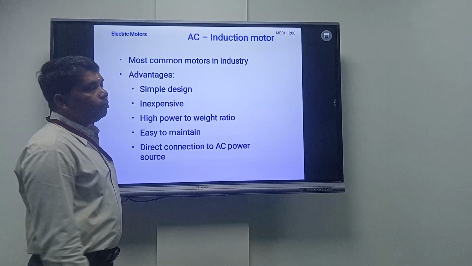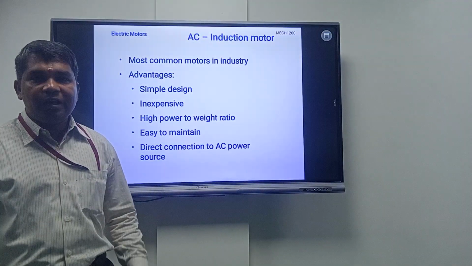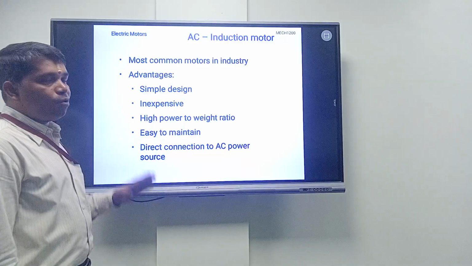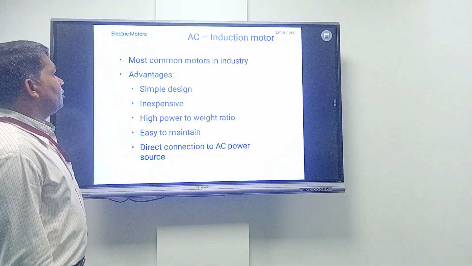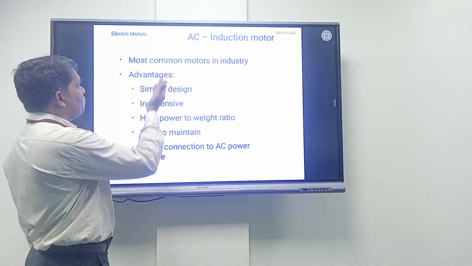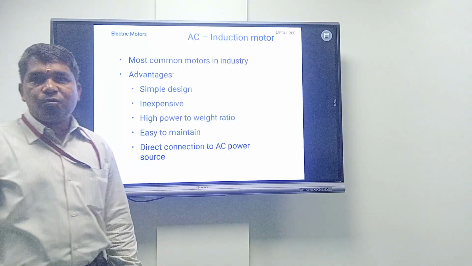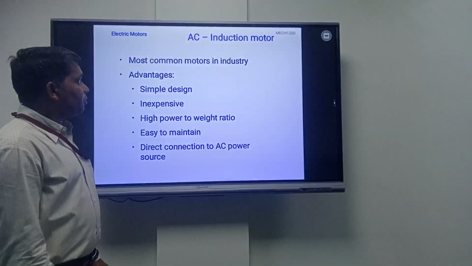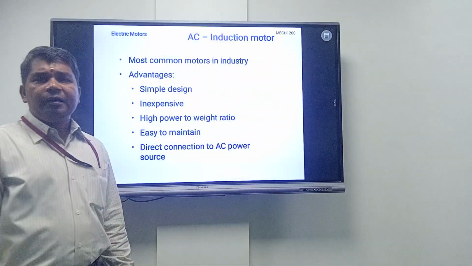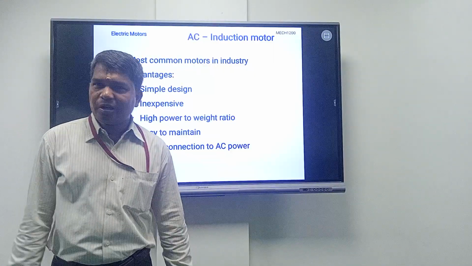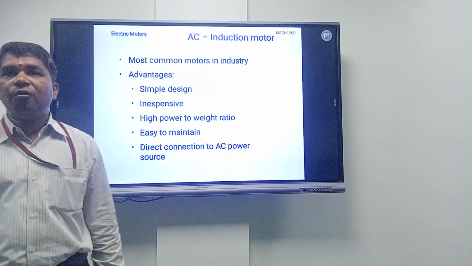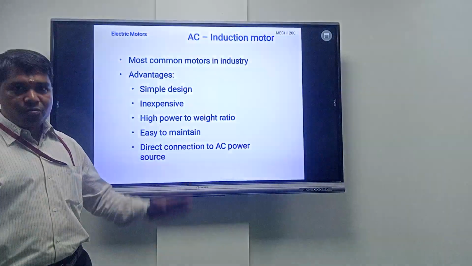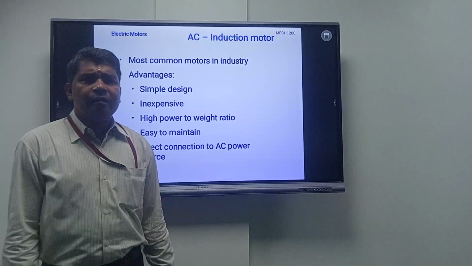AC motor, so I have said that we have two different AC motors, synchronous motor and induction motor. First we discuss the induction motor. Induction motors are the most common motors in industry. If you see the applications of the induction motor, they are unlimited. Wherever you find domestic or industrial applications, we will find the induction motor in many cases.